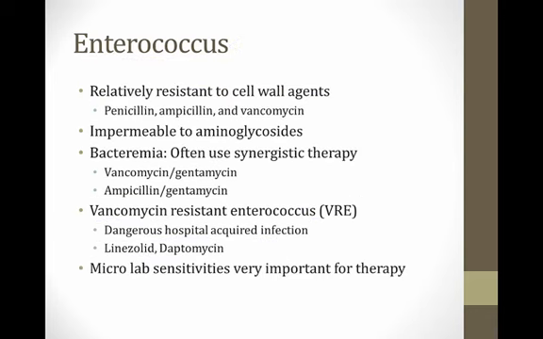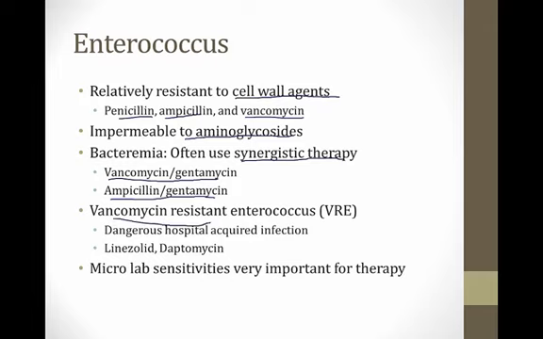So let's talk in a little more detail about Enterococcus and antibiotics. Enterococcus is relatively resistant to cell wall agents when they're used alone. So penicillin, ampicillin, and vancomycin, these drugs by themselves don't work very well. The bacteria is also impermeable to aminoglycosides, so they're never used alone. However, it turns out that when you use agents in combination, they have a better effect than either agent alone. This is called synergistic therapy. So vancomycin and gentamicin are often given together to treat Enterococcus infections. So is the combination of AMP and gent. And again, the combination works better than either drug alone.